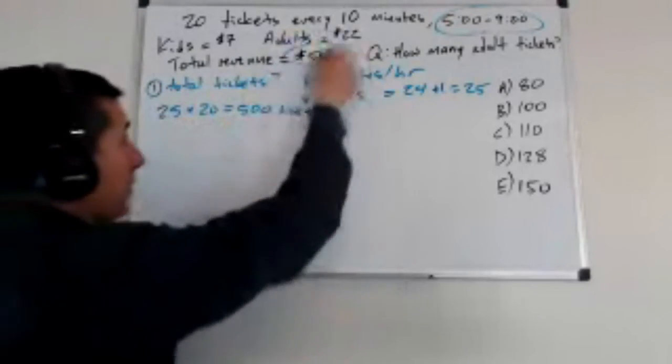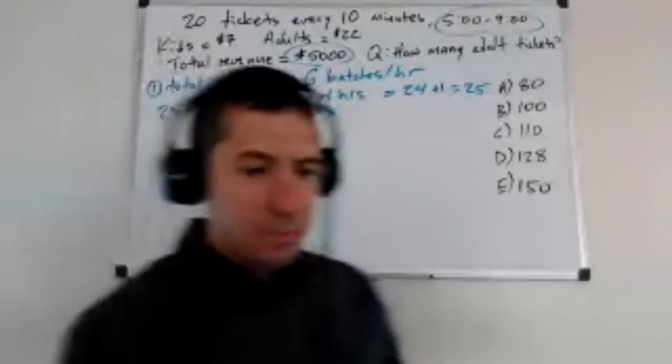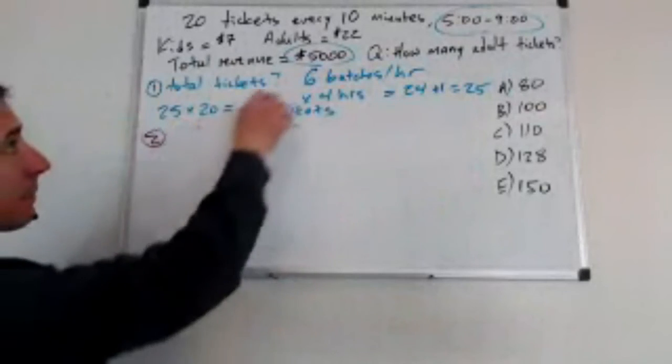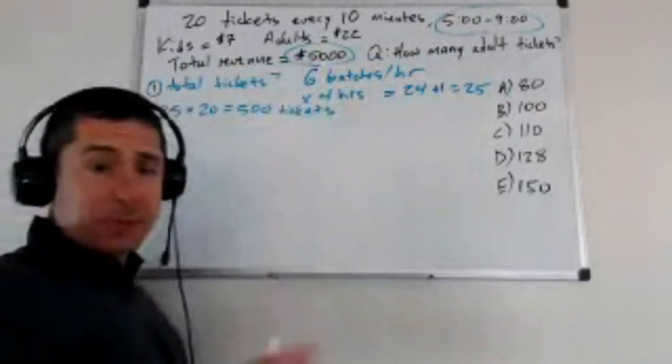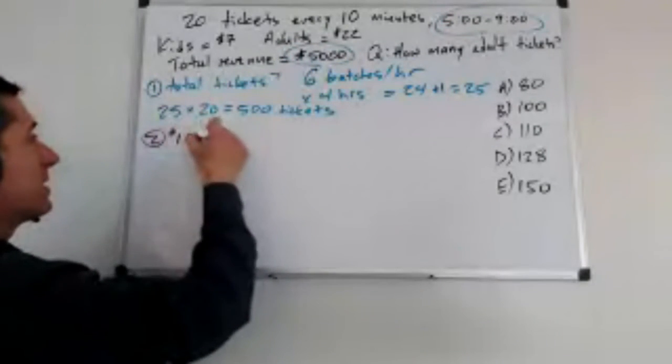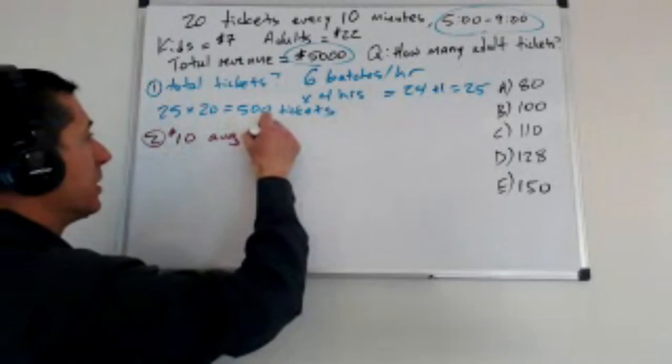Okay, other useful piece of information here. We know that there's a total revenue of $5,000 from these tickets. Hey, check that out. Gave you nice, neat numbers. $5,000 divided by 500 tickets. It must be $10 average per ticket.